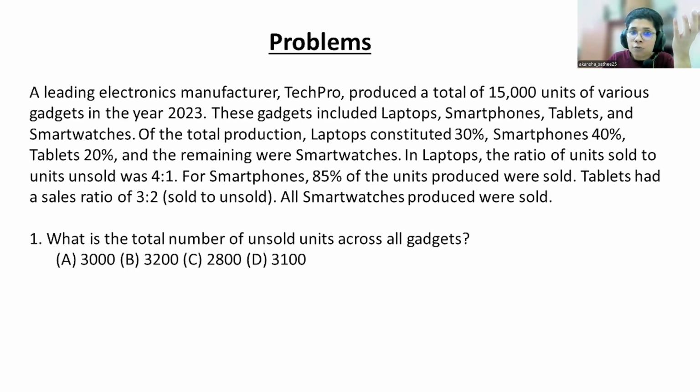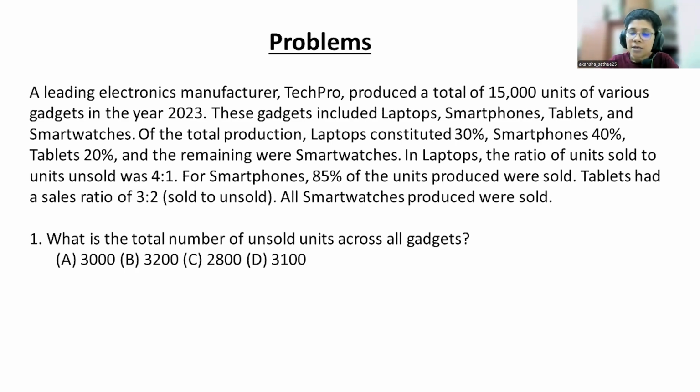For phones, 85% of the units produced were sold. Tablets had a sale ratio of 3 is to 2. All smartwatches produced were sold. Okay, this is the given data. So TechPro company is producing 50,000 units, and 30% of these 50,000 units are laptops, smartphones.